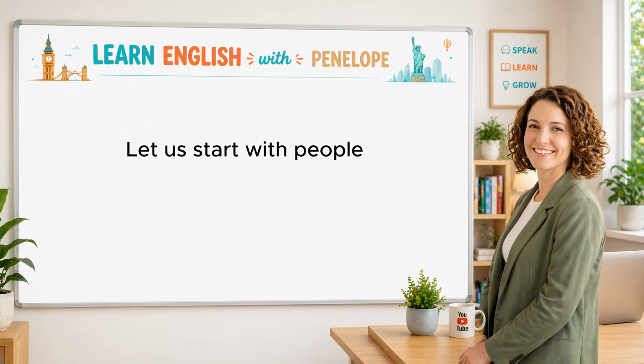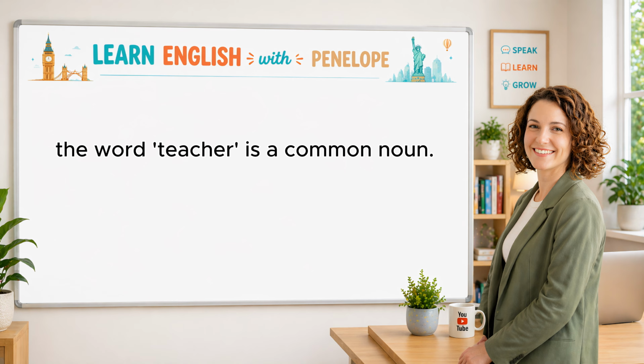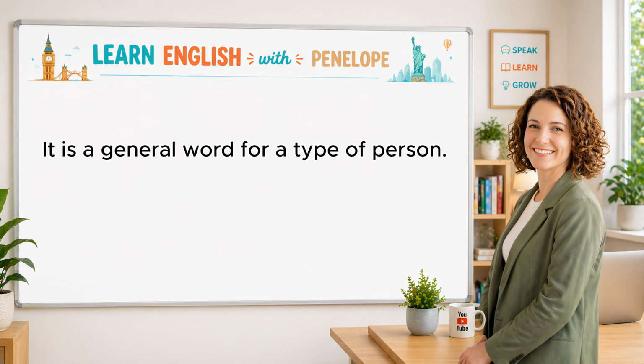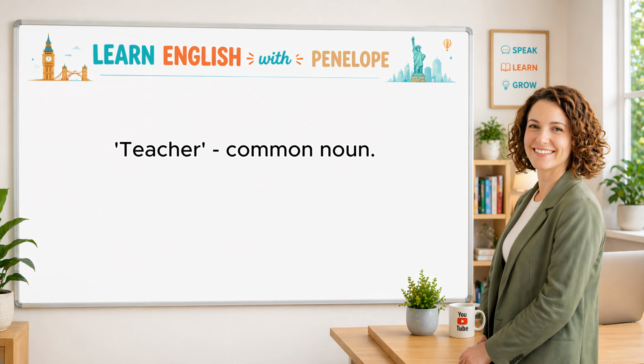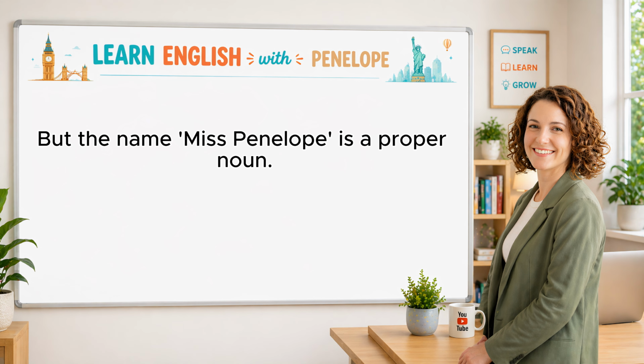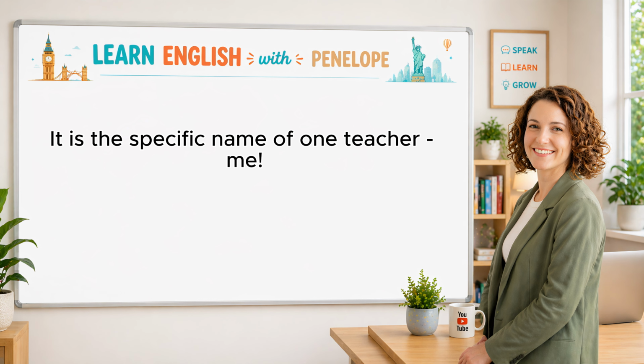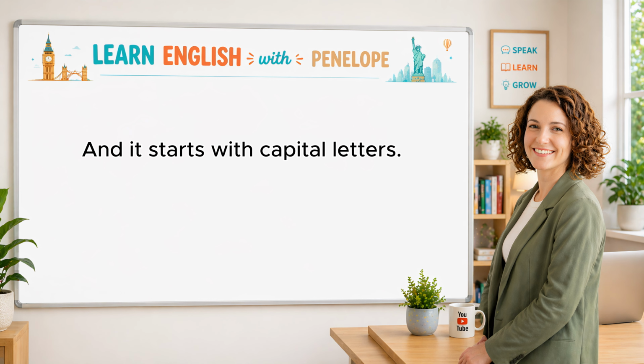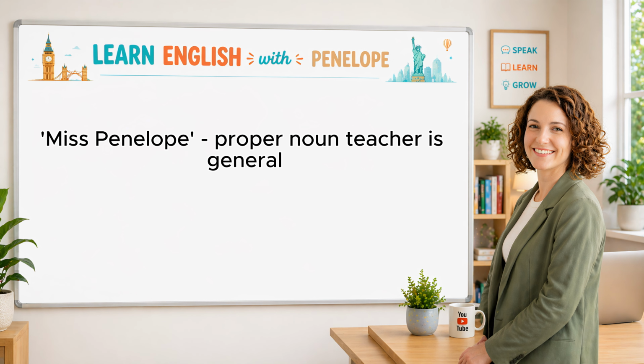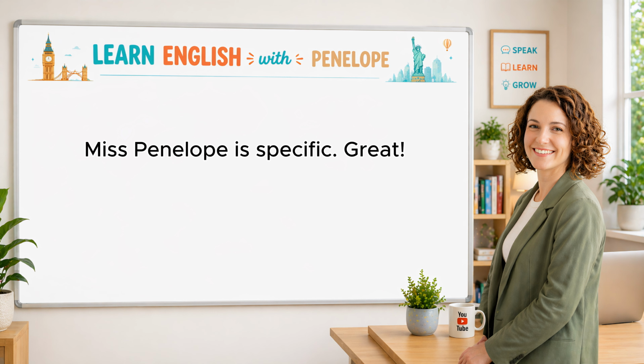Let us start with people. The word teacher is a common noun. It is a general word for a type of person. Teacher, common noun. But the name Miss Penelope is a proper noun. It is the specific name of one teacher, me, and it starts with capital letters. Miss Penelope, proper noun. Teacher is general. Miss Penelope is specific. Great.